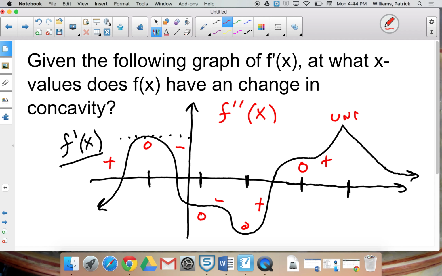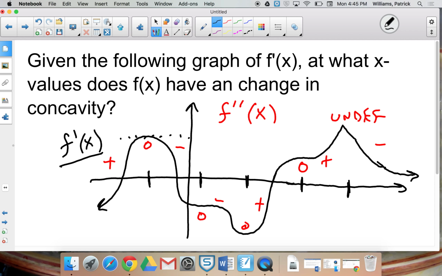This one looks to be roughly positive. We have undefined right here. And then if this is a straight line, it's going to be negative, sorry. That's the slope of the line. So that's going to be a negative second derivative right there. Let's continue this line here.